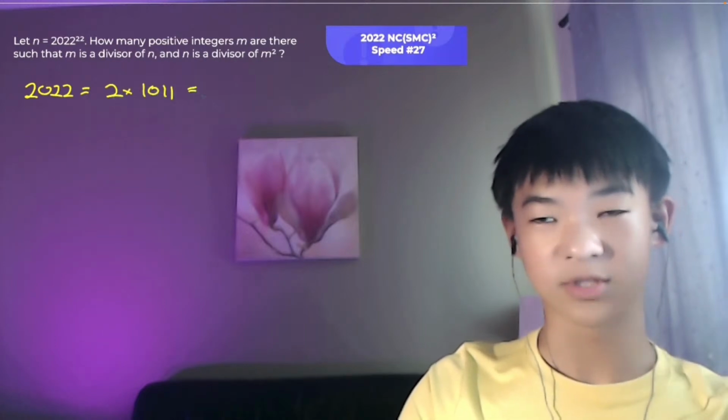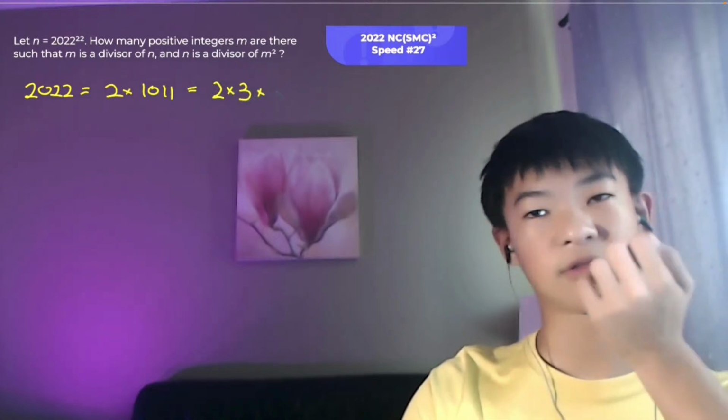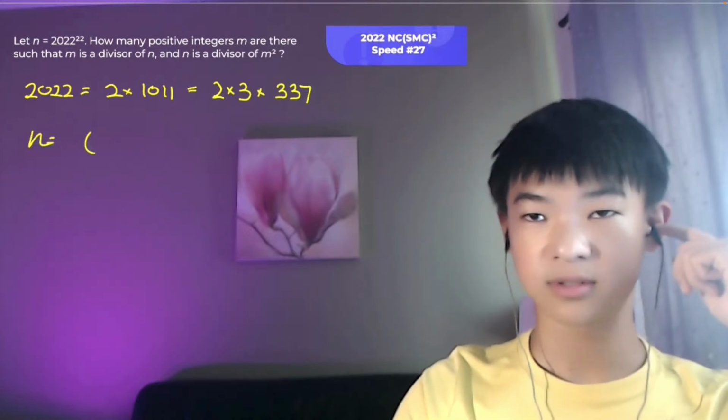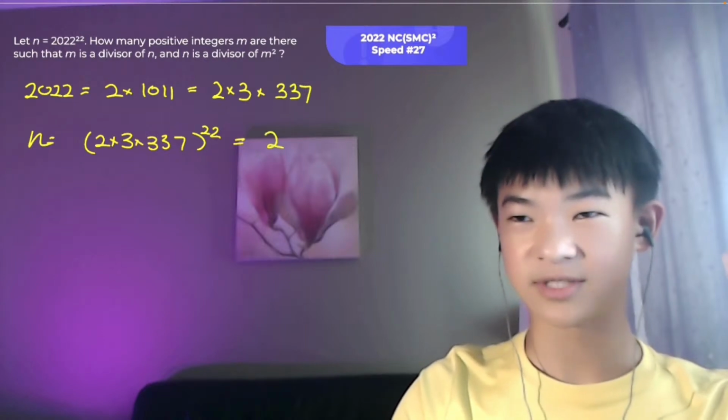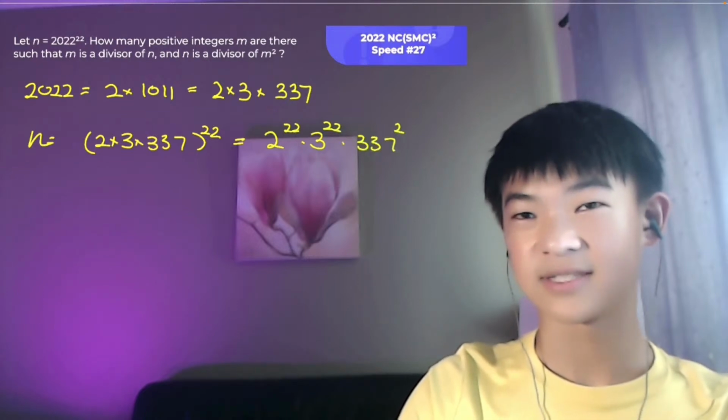So 2022 is equal to 2 times 1011, which is a multiple of 3. So 2 times 3 times 337. And 337 should be a prime. So now n would be equal to (2 times 3 times 337) to the power of 22. And we just get a normal number now, not as scary.